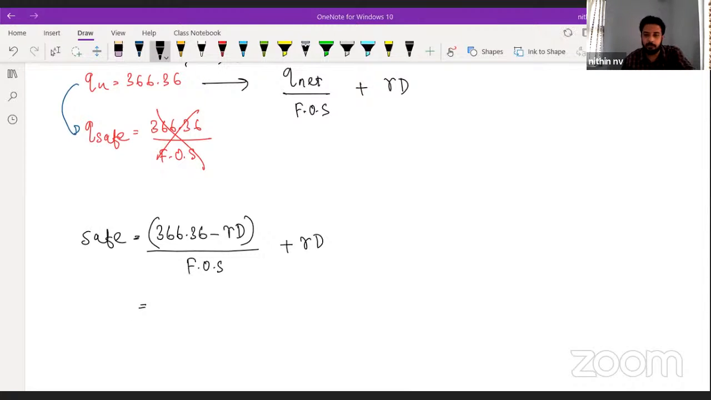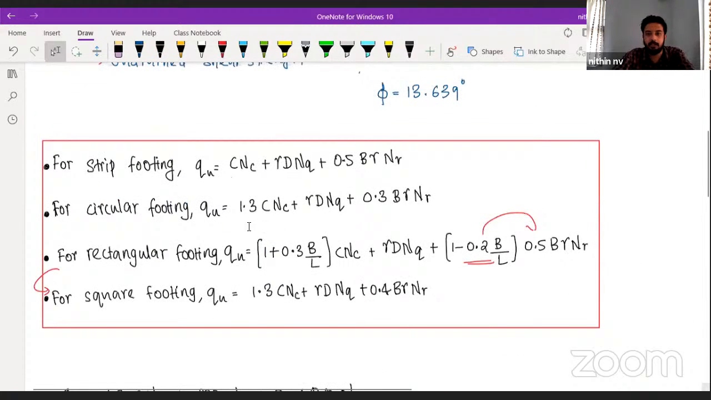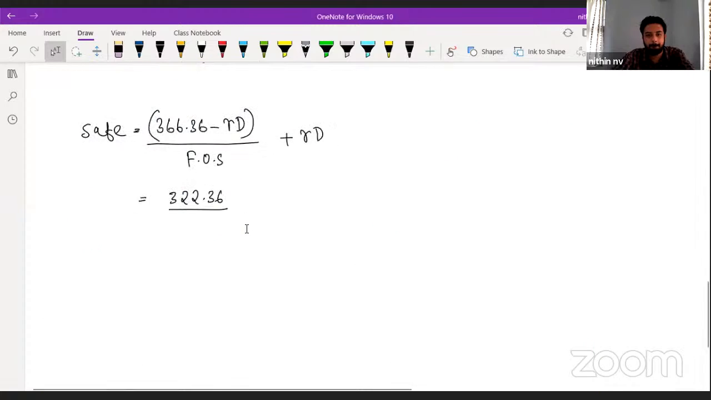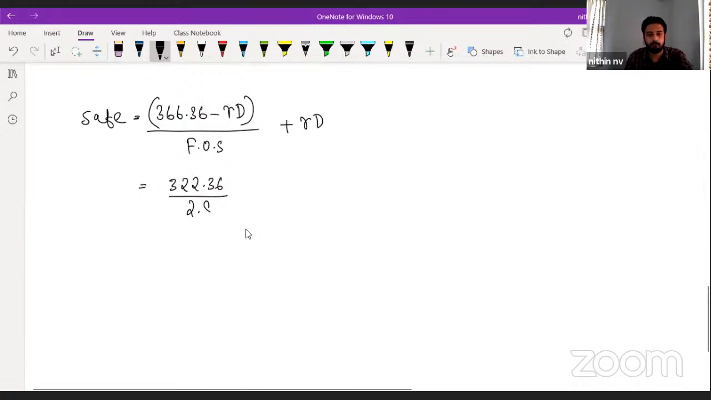Now tell me guys how much you are getting. Net ultimate value you are going to get 322.36. Factor of safety they have given in the question, 2.8, plus 22 into 2, that is 44. Please comment how much it is, everyone.